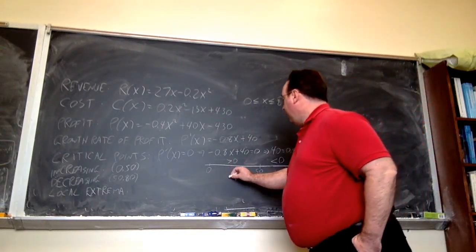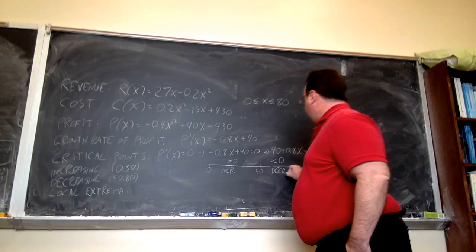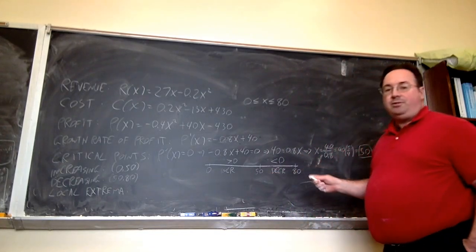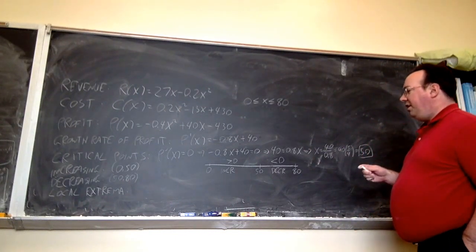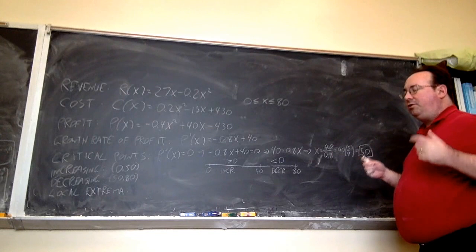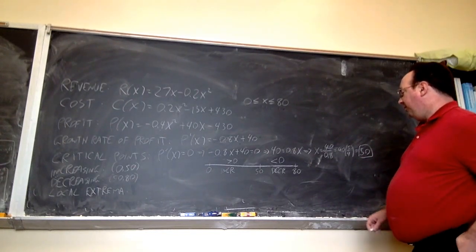So increasing and decreasing. So at x equals 50, we might have a local extremum. So how can we tell if we have a local extremum, and if so, how can we tell if it is a local minimum or a local maximum.